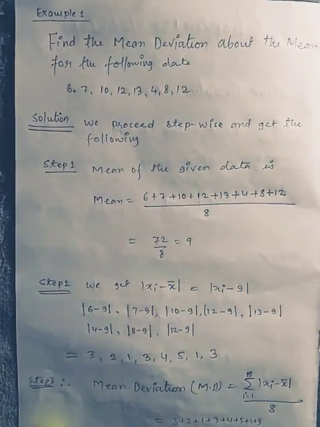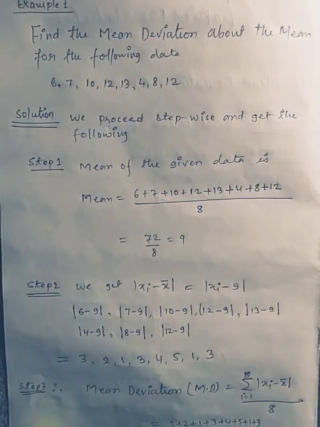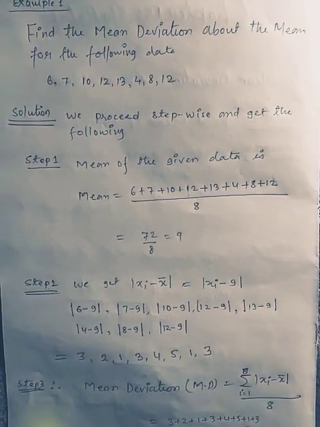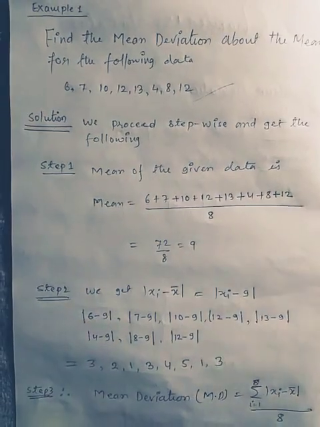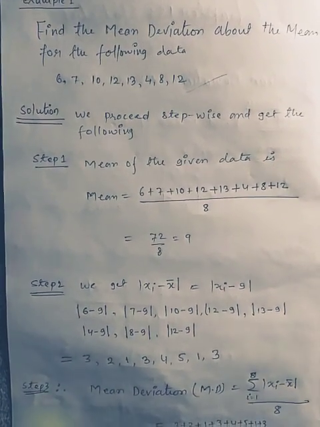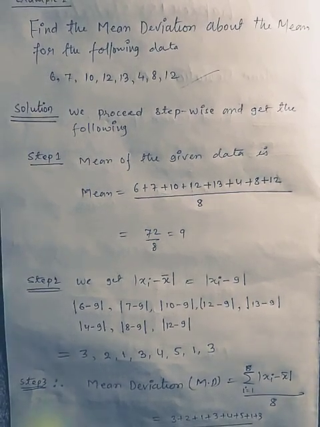Example 1, find mean deviation about the mean for the following data. Data are given. Solution: we proceed stepwise and get the following.